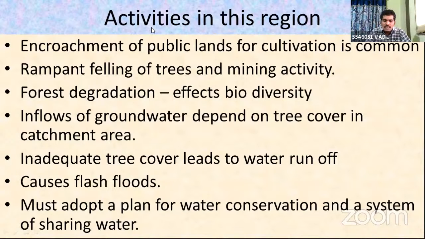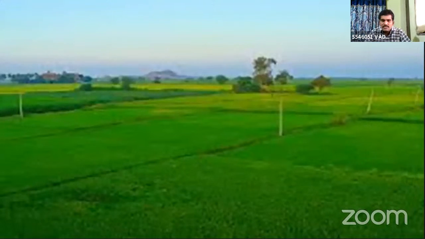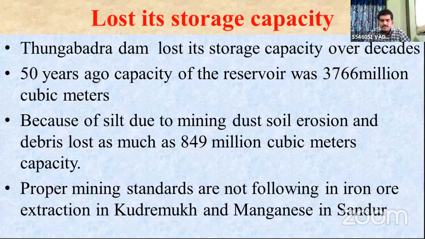So then we can reach a good water availability. So here the paddy fields, we can observe the paddy fields in the Tungabhadra river basin. Day by day, the Tungabhadra Dam lost its storage capacity over a period of 50 years. Within the 50 years, the capacity of the reservoir decreased from 3,766 million cubic meters to 849 million cubic meters.